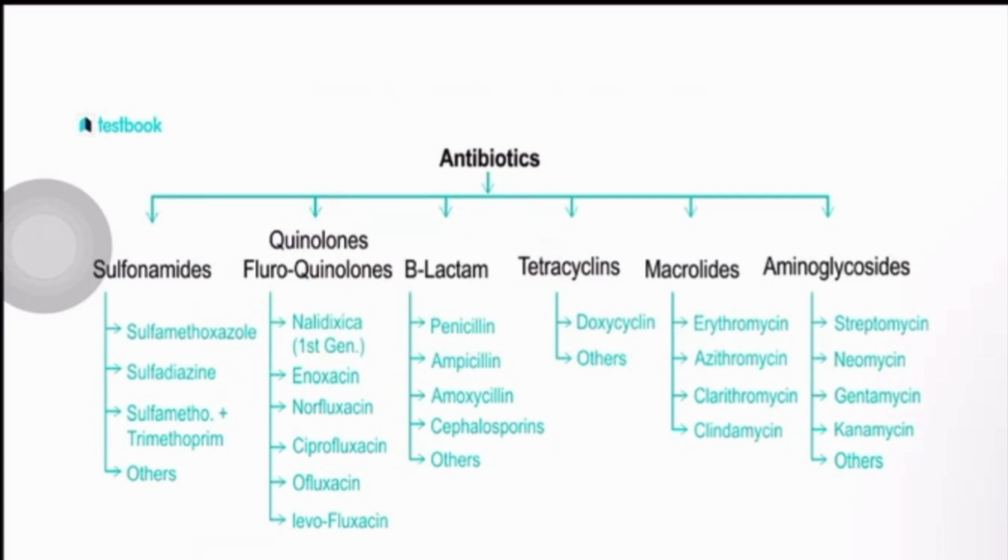I'm going straight to beta-lactam antibiotics, where we have penicillin, ampicillin, amoxicillin, and cephalosporin. The cephalosporin is a broad-spectrum antibiotic, and it has different generations. The higher the generation, the wider the coverage. So we have the first generation cephalosporin, which includes cephalexin, second generation cefuroxime, third generation ceftriaxone, ceftazidime, and the rest. The higher it goes, the more coverage it has.